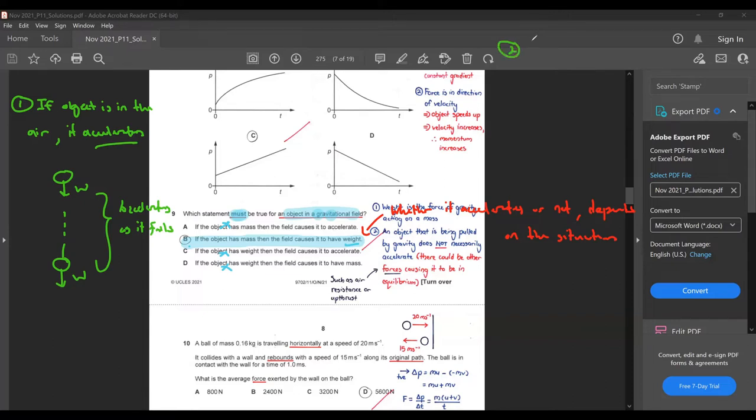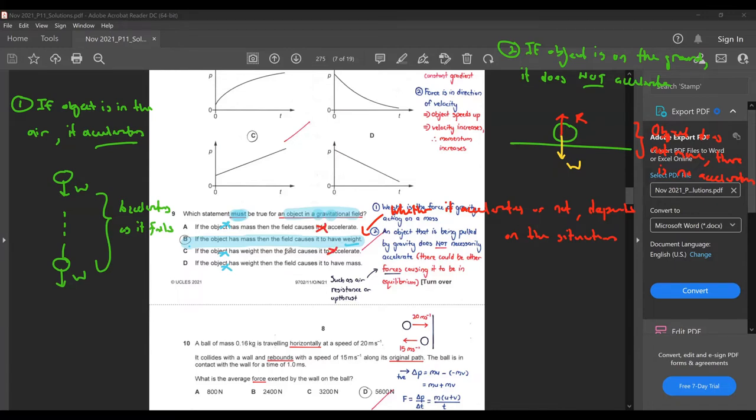But if you have a case where the object is on the ground, it does not accelerate. Like say this is your floor, the ground, and then you have your weight W. Your weight W is balanced off by your reaction force R. So the object does not move. There is no acceleration. Okay. That's the reason why we don't really want to bother about them mentioning whether the thing accelerates or not, because it depends on situation.